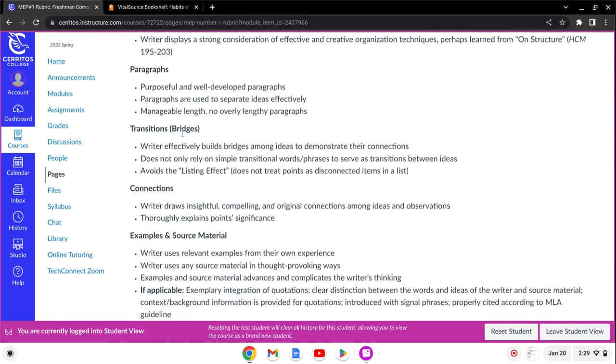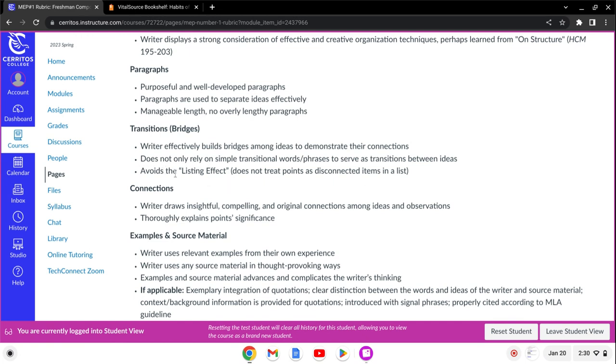Transitions, or as I like to call them, bridges. So these are the characteristics for this criterion here. The writer effectively builds bridges among ideas to demonstrate their connections. So think about how an idea in one paragraph, what's a detail in that paragraph that can lead into your discussion of the next idea in the following paragraph. Not only do we need to consider this idea that I just talked about, but we also need to consider this next point that I'm about to talk about. You wouldn't actually write it that way, but that's the kind of idea. You're showing how these things are connected.